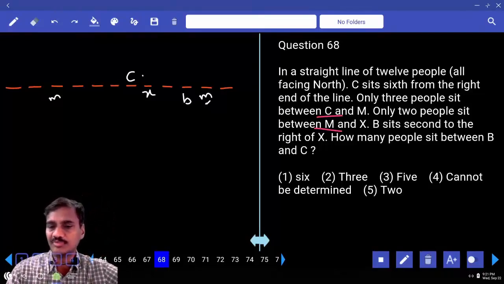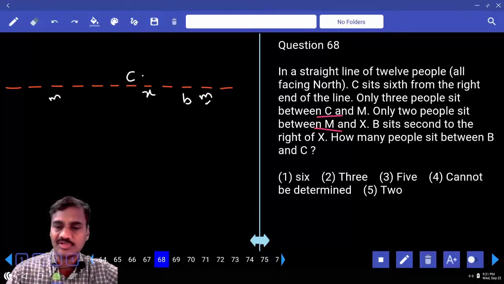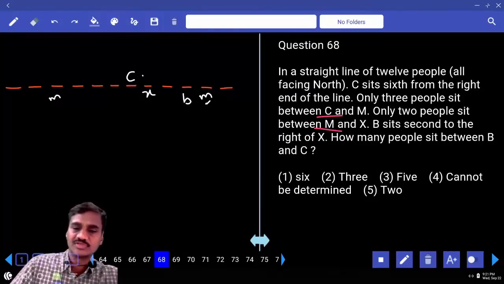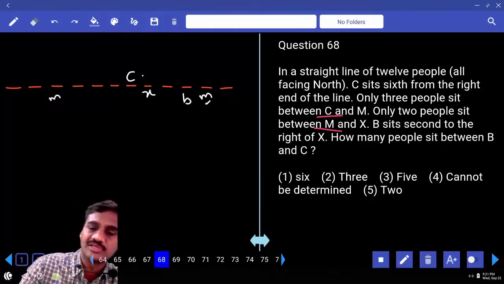Then how many people sit between B and C? How many people are there between B and C? 2 persons as of now. C sits 6th from the right extreme and 3 people between C and M. Only 2 people between M and X. Between M and X there are two, and B sits second to the right of X. Now in this case, if B is here, how many people are there between B and C?